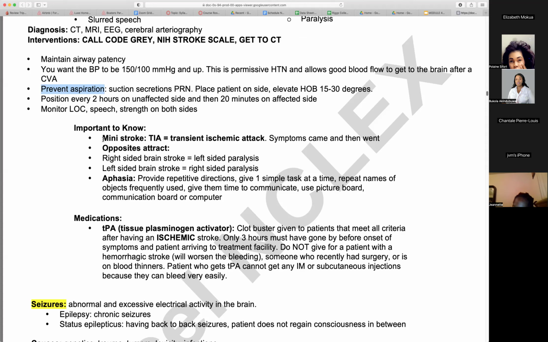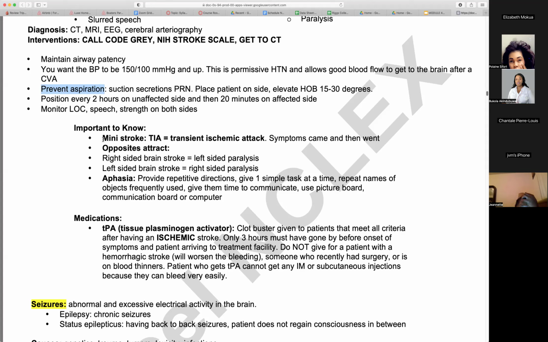Also important to know, remember opposites attract. So if it's a stroke on the right side of the brain, it causes left-sided paralysis. Stroke on left side of the brain is going to cause right-sided paralysis. Aphasia. Aphasia, what is aphasia? We learned about the difference between dysphagia and dysphasia. So aphasia is the inability to speak.